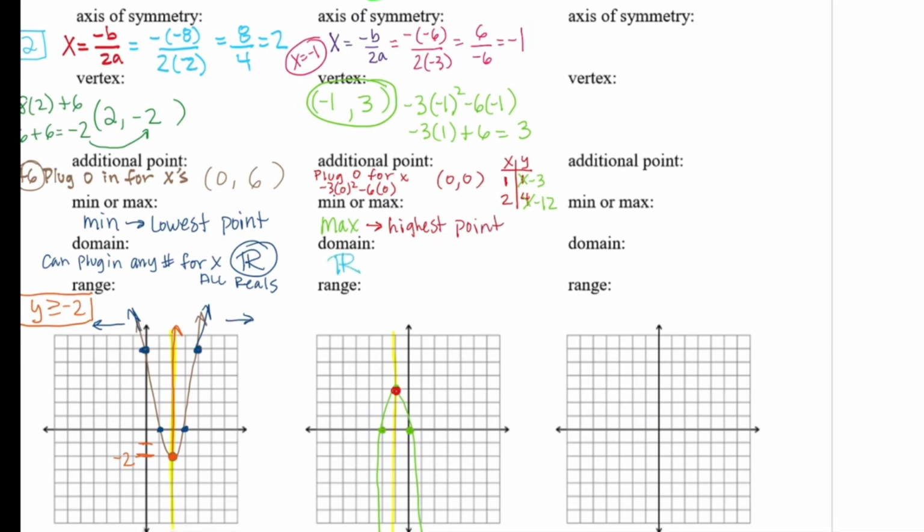Now the domain is all reals. Any parabola with x squared is going to have all reals. There's no number that will cause this to crash. We can put any number in. Now for the y, we look at where the y is at the peak. It's at the peak at 3. So it goes upside down, so y is less than or equal to 3. Everything below that 3 is our range.